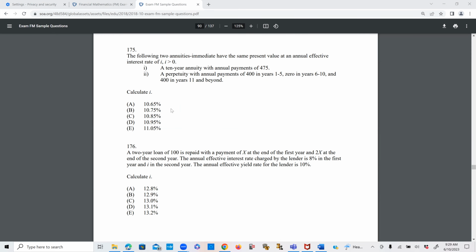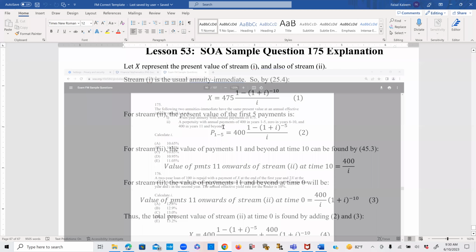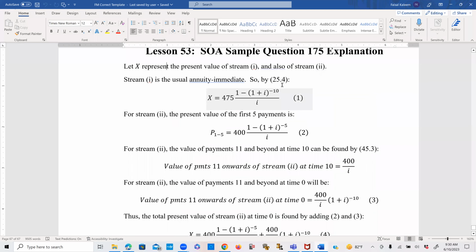Both these streams have the same present value. Let the common present value be denoted by X. Let's first concentrate on the first one. That's a 10-year annuity immediate. Both of them are immediates, as mentioned in the first line. The first one is a 10-year annuity immediate with payments of 475. So if we call its present value X, then by the basic formula, X is equal to 475, the payment, times 1 minus (1 plus i) to the negative n, where n is the number of payments, which in this case is 10, divided by i.